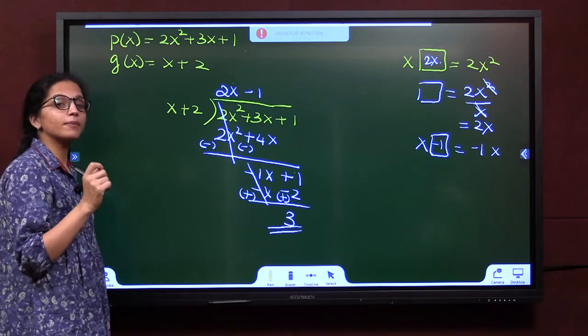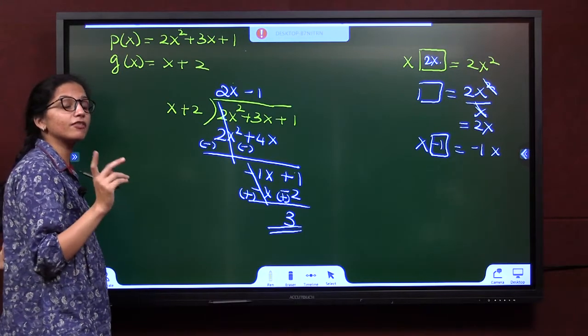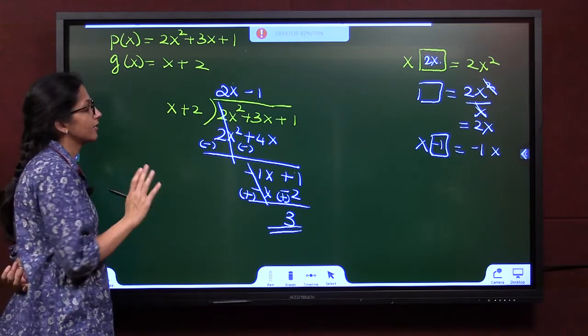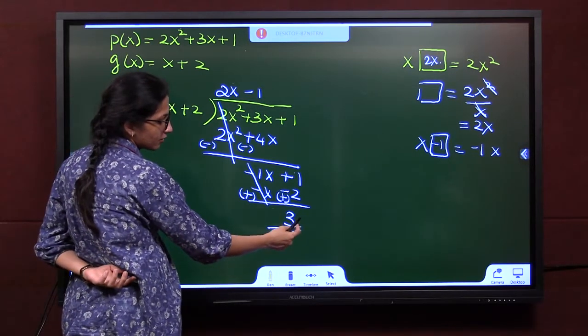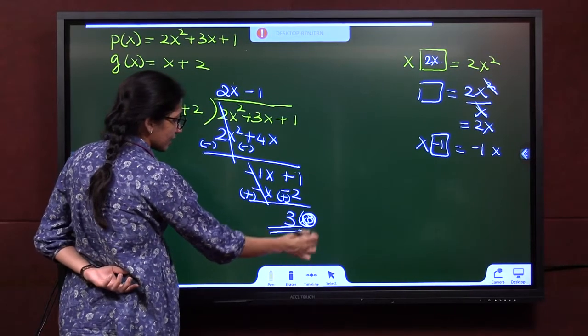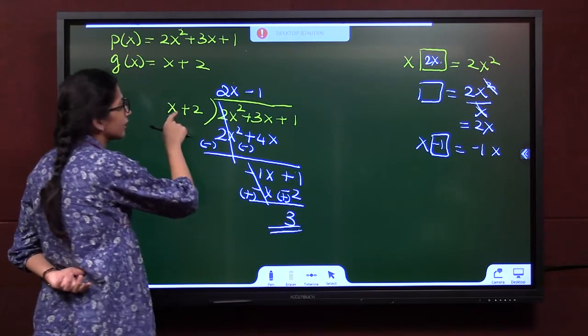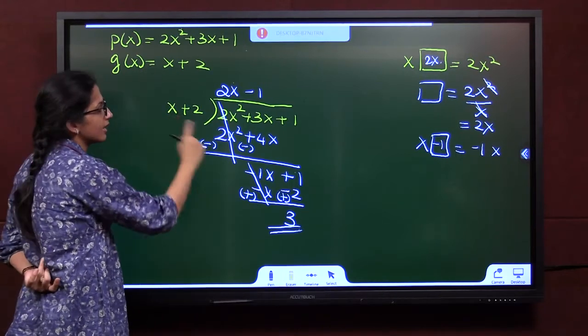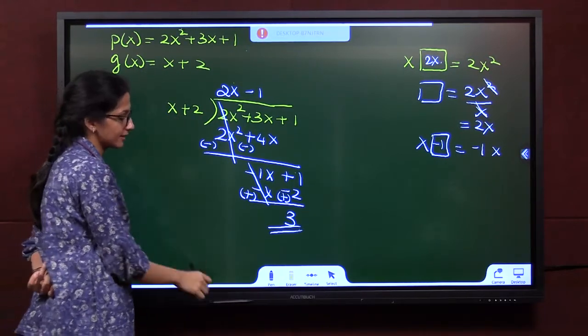If the remainder is not 0, that means the degree of remainder should be less than the degree of divisor. What is the degree of remainder? 0. Why? Because this is x power 0, there is no x. Degree of remainder is 0. Degree of divisor here is 1. Is it less? Yes, it is less.